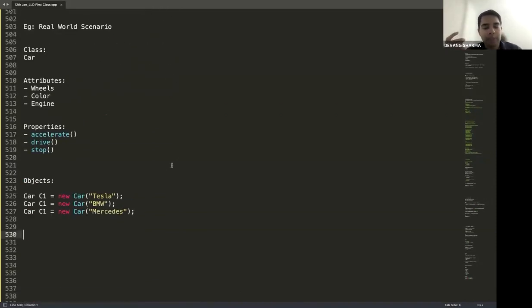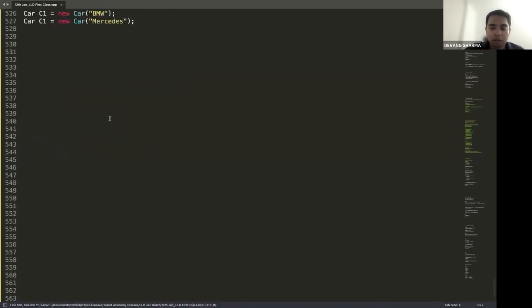Class is a combination of data members and member functions. Data members denote the attributes. They're not denoting the behavior, they're just denoting the attributes. Functions are denoting the behaviors. So these are my properties, or technically these are my behaviors. These are my attributes. Okay, cool.